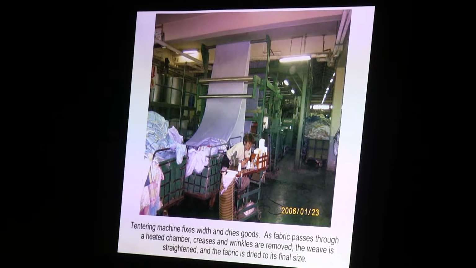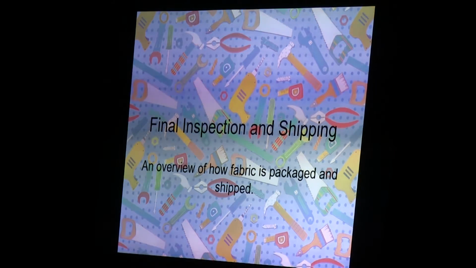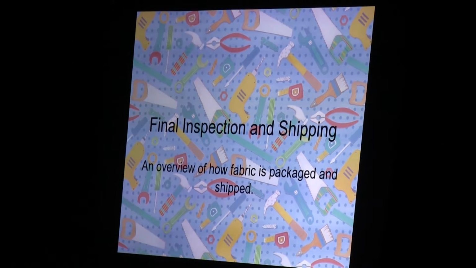Next is tentering machines. It fixes the width and dries the goods. As fabric passes through a heated chamber, creases and wrinkles are removed, the weave is straightened, and the fabric is dried to its final size. And that is another one of our cute fabrics coming out. It is an adorable line.